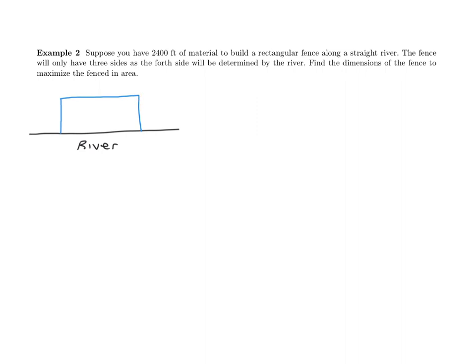I think some variables that we could define would be x for one side and y for the other. And if we define it this way, that means the other side over here would have to be x as well. The thing we're trying to maximize is the enclosed area with the variables that I have defined. If you want to find the area of this rectangle, that is x times y. So area is x times y. This is the function that I'd like to maximize.